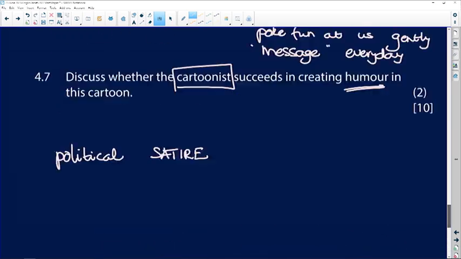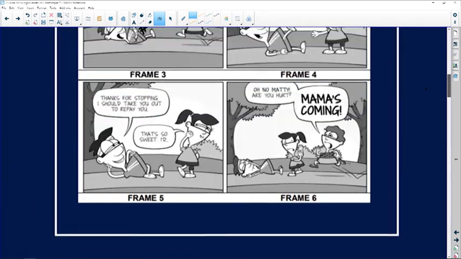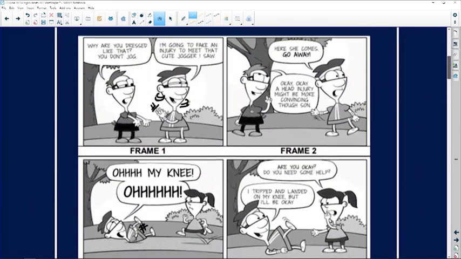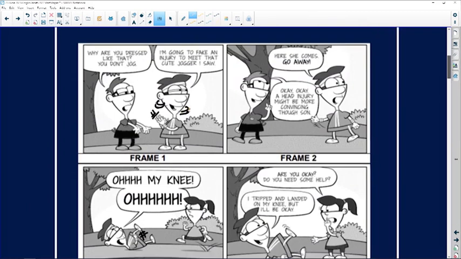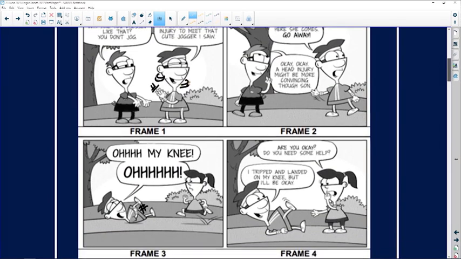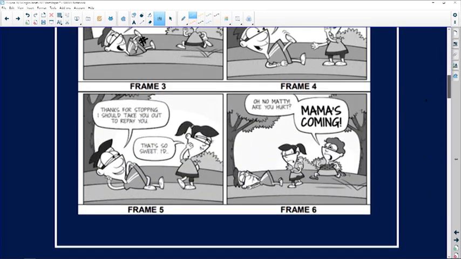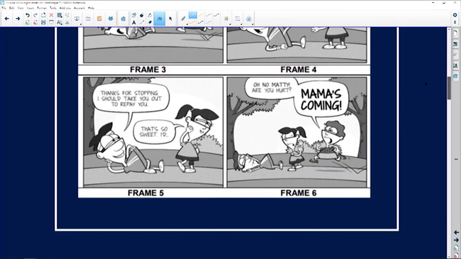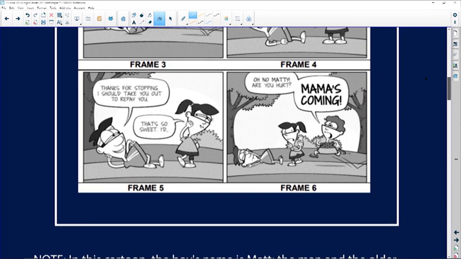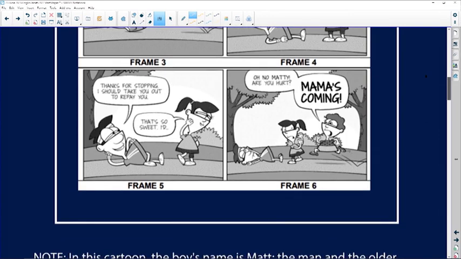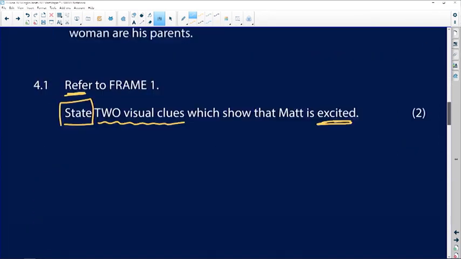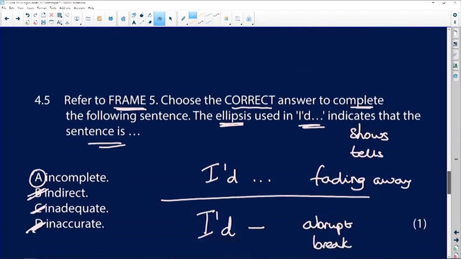So if we're looking at a cartoon strip, just look for a gentle irony. He sets up, Matt, no vague pronouns, Matt sets up a situation where he's going to draw this cute jogger's attention. He's going to be able to ask her out for a date, but his mother ruins it. So that's all it is. It's just a gentle poking fun.